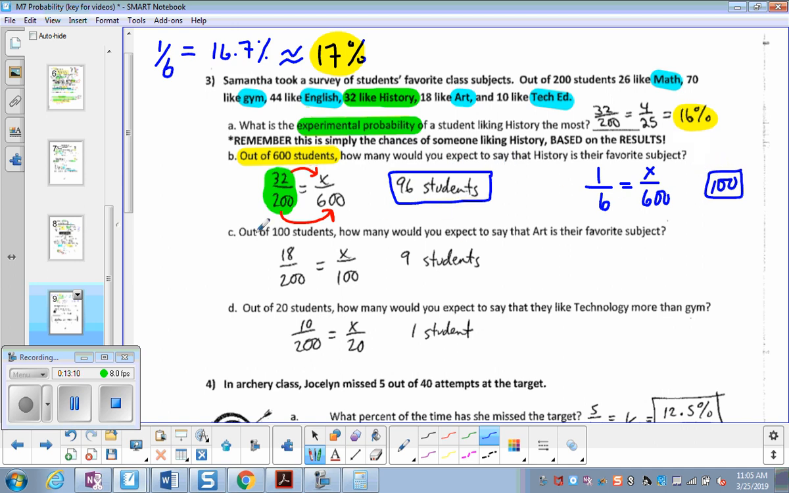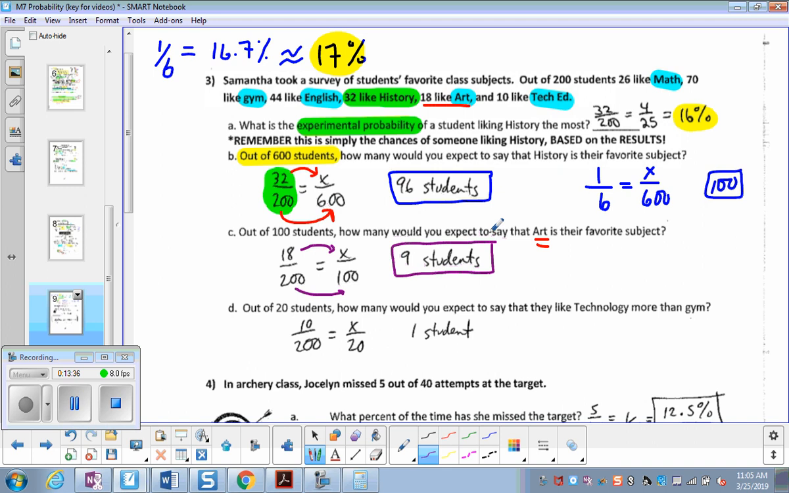All right, now for the next one. Out of only 100 students, we're going to take a look now at art. So art, we had 18 up top, 18 of my 200 in the results. So now how many of 100? So if we have half as many students in the survey, we're going to expect half as many people to say that they like art, so 9 students.